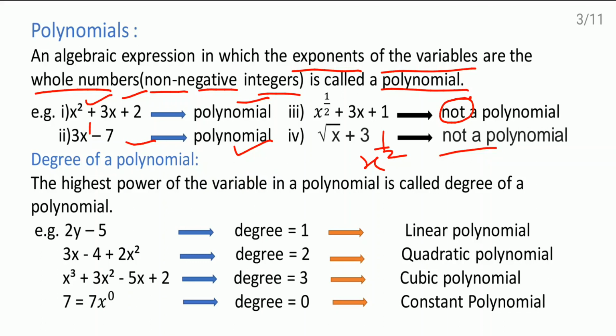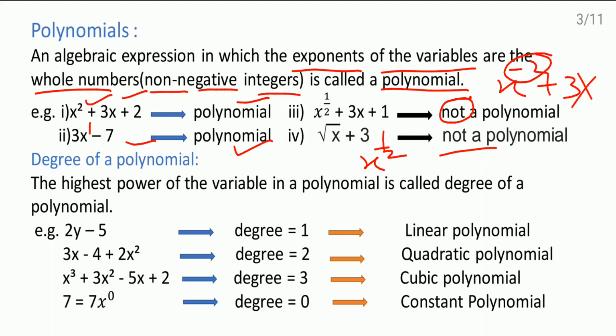So, have you understood the difference between polynomials and non-polynomials? As soon as you see the exponent as a fraction, or maybe negative, then you can directly say that it is not a polynomial. Let me give you one more example. Suppose I write x raised to minus 2 plus 3. Here the exponent is negative. It is not a whole number. That means this is also not a polynomial.